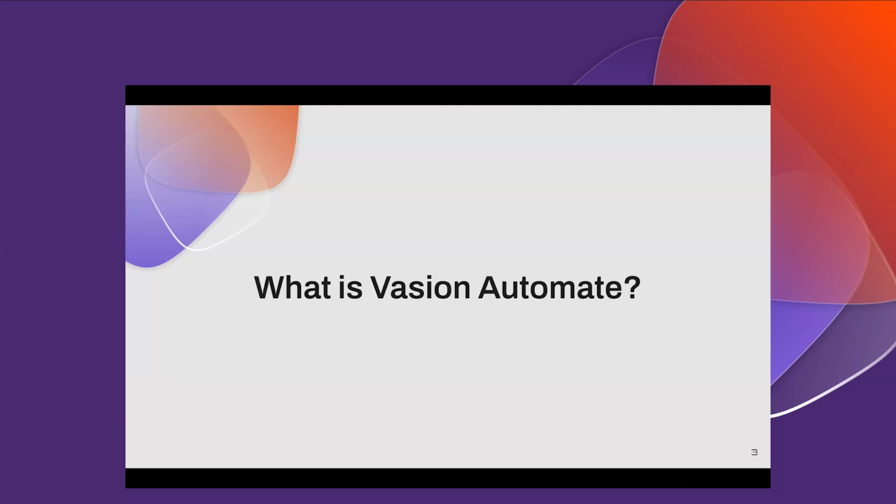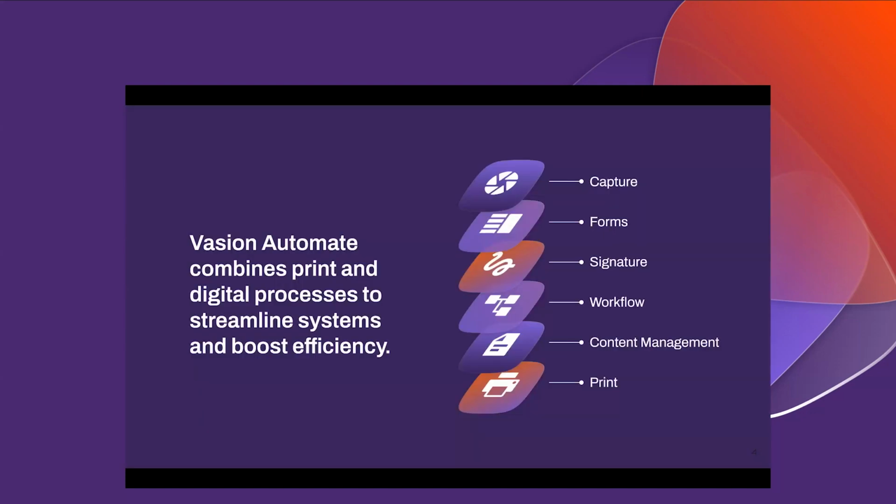What is Vasion Automate? Here at Vasion, we want to enable our customers to digitize and automate your everyday processes. Vasion Automate combines print and digital processes to streamline systems and boost efficiency. We do this with products like Capture, so think about simplified scanning, and forms, like web forms or PDF forms, through Signature and workflow capabilities, as well as content management and the print solutions you have today that drive you some value and make your job easier.